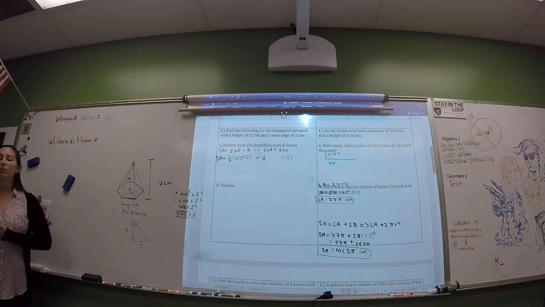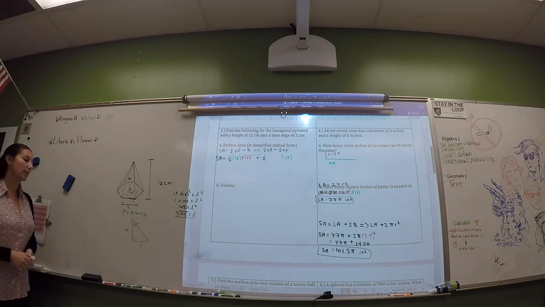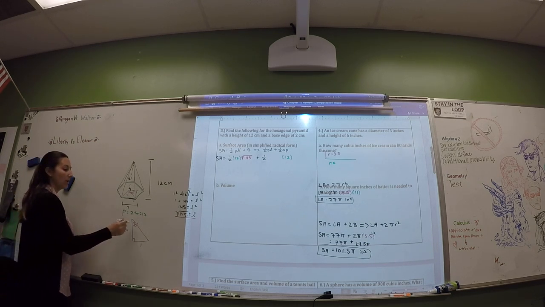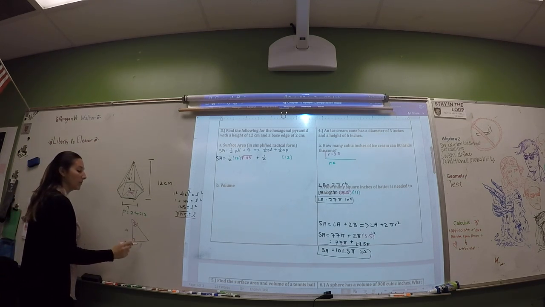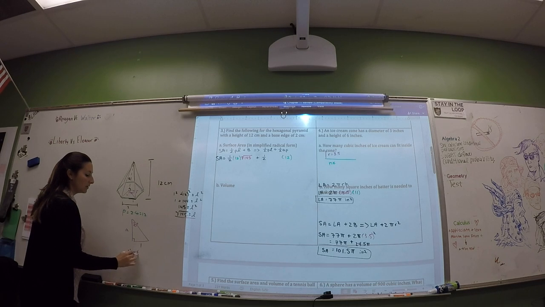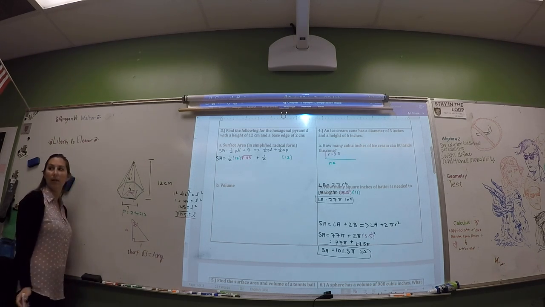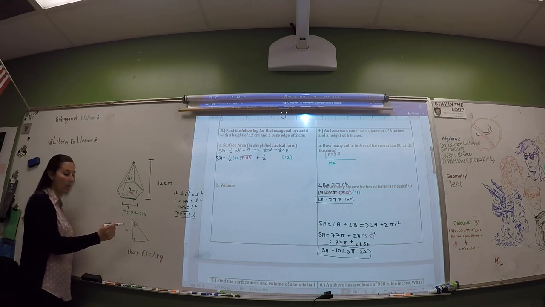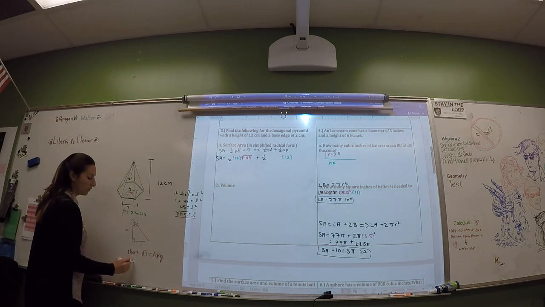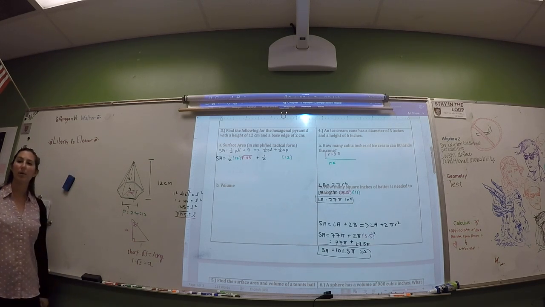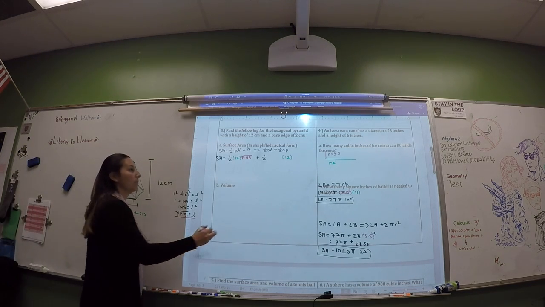Now, it wants this in radical form. The only way to get this in radical form is to use your special triangles. 30, 60, 90. If this is 30, it's the short side. So we know that short times root 3 equals long. And we're looking for the long side, which is our apothem. So short times root 3 equals long, which is our apothem. So the apothem is the square root of 3.